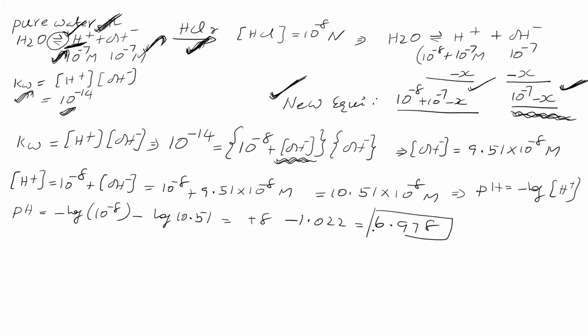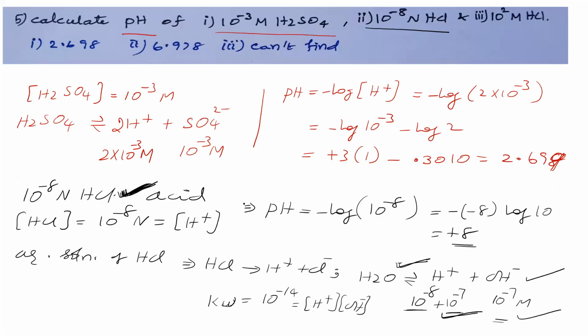Now see the pH. The pH of this HCl solution is less than 7, because the HCl solution is an acid, therefore we are getting a pH less than 7. Now we will see the next case.